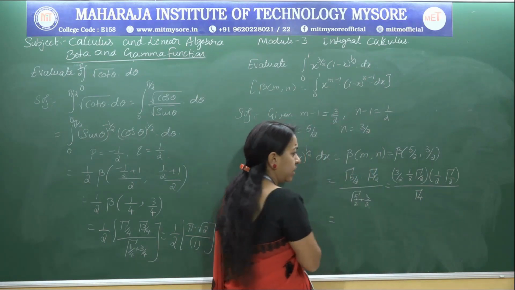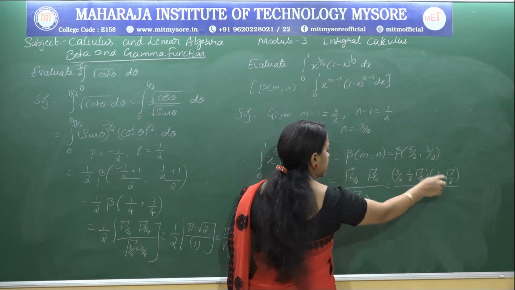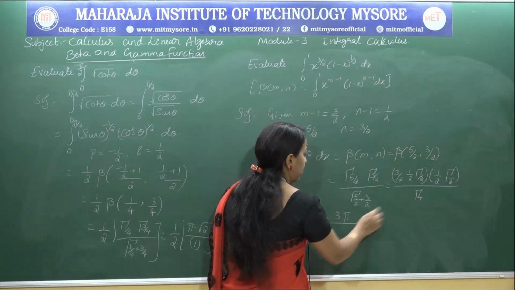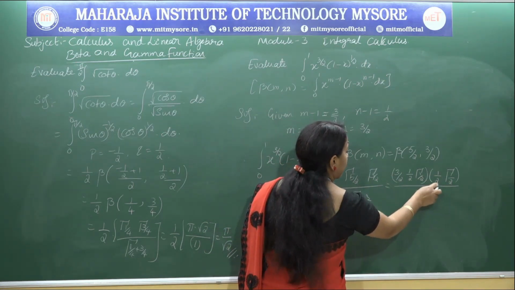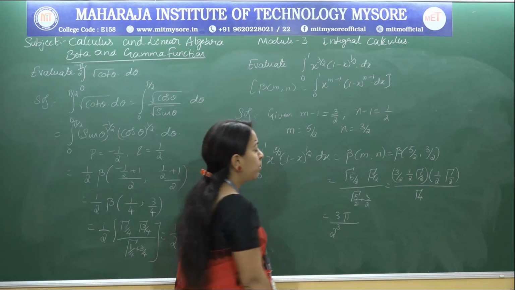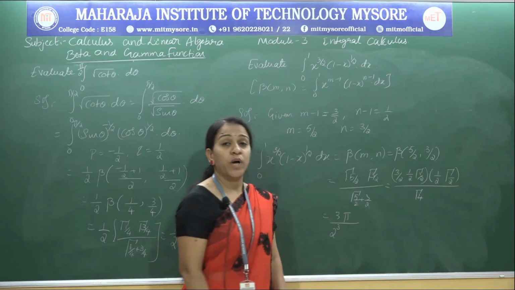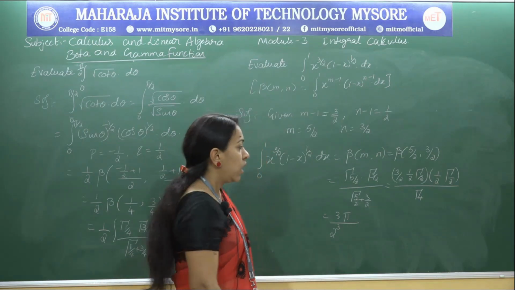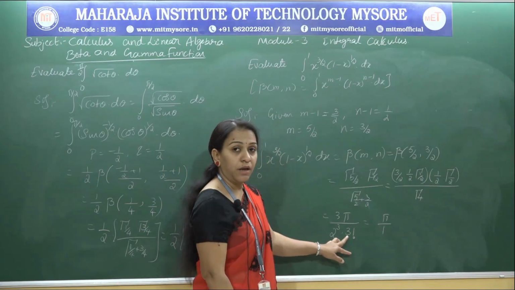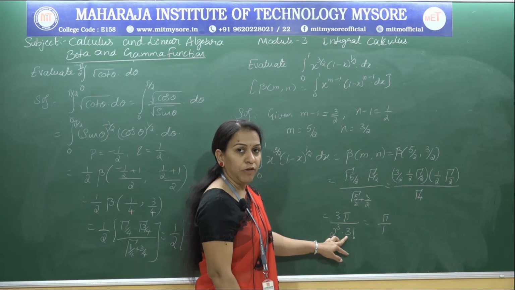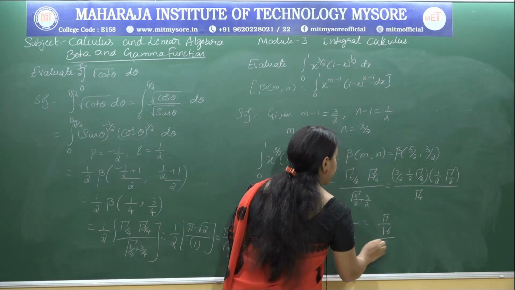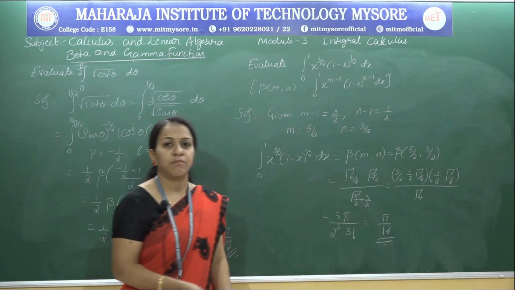Now simplify the next step. 3 into gamma half is root pi, root pi into root pi will be pi, into 3 divided by 2, 2, 2, so we have 2 three times, so 2 to the power of 3, that is 2 cube, into gamma 4. Gamma n plus 1 is n factorial, so gamma 4 is 3 factorial. In 3 factorial I can cancel 3, so we are left with 2 here, and 2 power 3 into 2 will be 2 power 4, which is 16. So our answer is pi by 16.